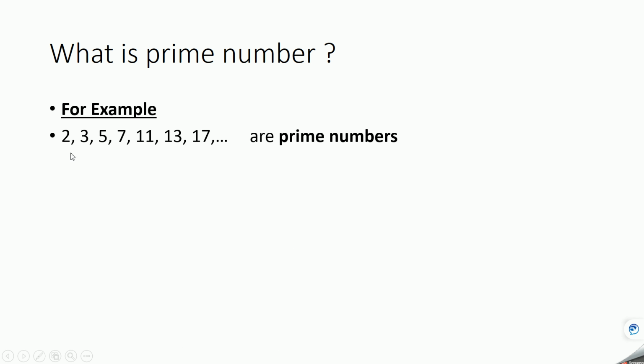Here, if you see 2, 3, 5, 7, 11, 13, 17, all these are prime numbers because they are greater than 1 and can be divided only by themselves. Means you cannot divide these numbers by any other numbers. So these are prime numbers, and these are not prime numbers because you can divide them by other numbers also. Here 4 can be divided by 2, and 6 can be divided by 2 and 3.